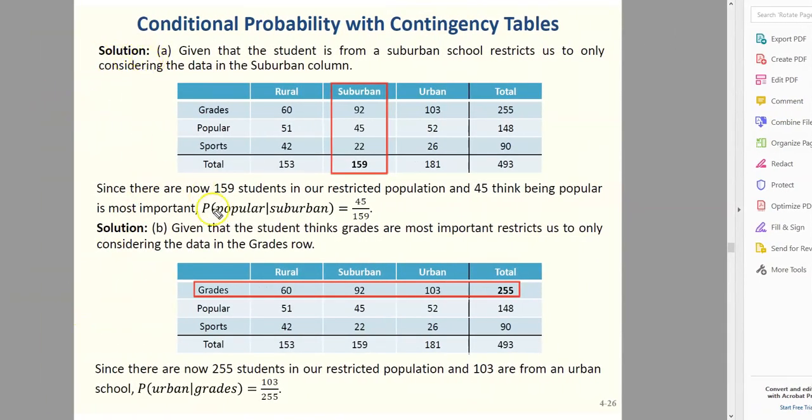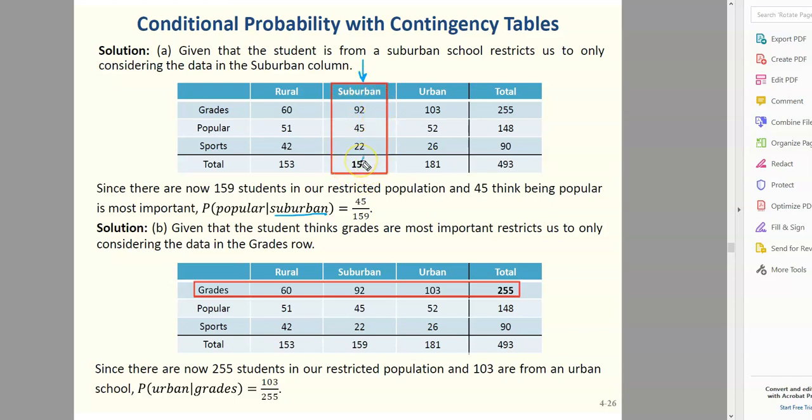So for the first part, we want to find the probability that the student thinks being popular is most important, given that the student is from a suburban school district. All right, so when we say that given the student is from a suburban school district, that restricts us to looking down this column, the suburban column. So now we know that we must be in this column somewhere.